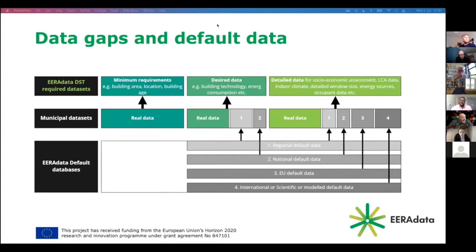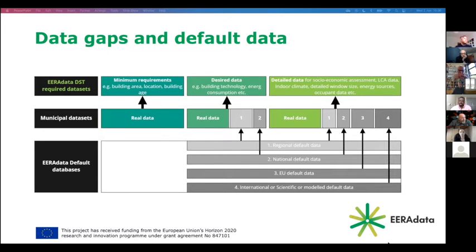Now, the data is split into five categories. First of all, looking at real data. That's building level data from municipalities. Then you have regional default data, national default data, EU default data, as well as international or scientific or modeled default data.